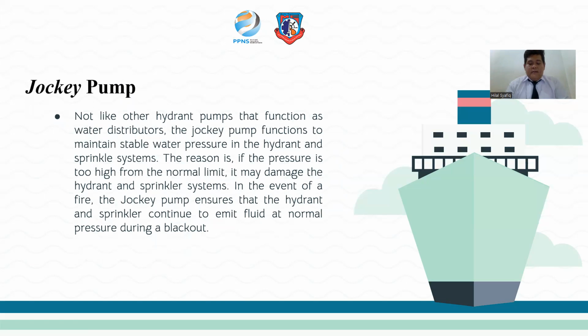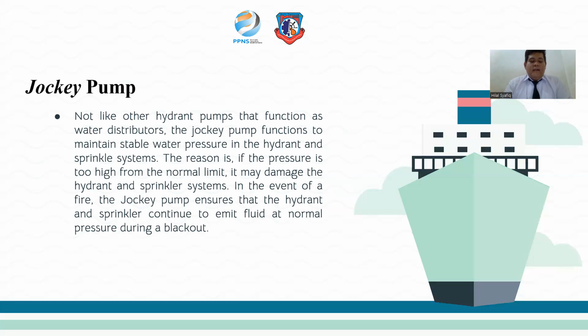And then the jockey pump. Unlike other hydrant pumps that function as water distribution, the jockey pump functions to maintain a stable water pressure in the hydrant and sprinkler system. The reason is if the pressure is too high above the normal limit, it may damage the hydrant and sprinkler system. In the event of a fire, the jockey pump ensures that the hydrant and sprinkler continue to emit fluid at normal pressure during a blackout.